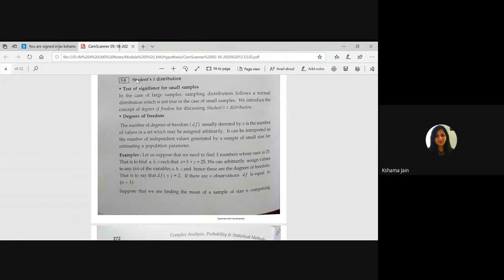Till n minus 2, 3 options like this. But when the nth term will come, we will not have any option. That will be the last. So that's why degree of freedom is always taken as n minus 1.